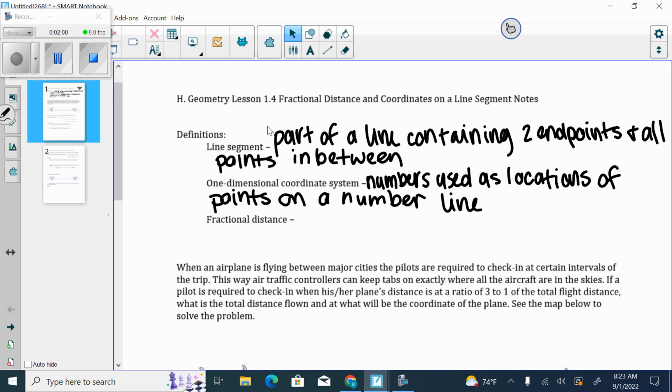All right. And then last, we have fractional distance. So what does a fraction represent? What is a fraction? Right, it's a part of one whole, right? So this is just a portion or a part of a distance between 2 points.